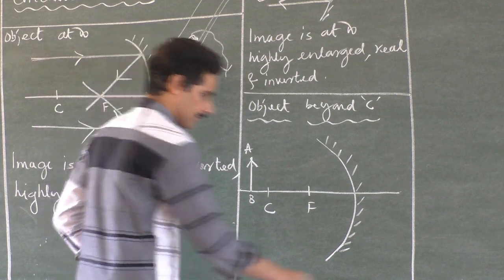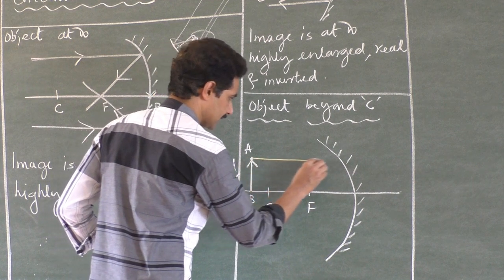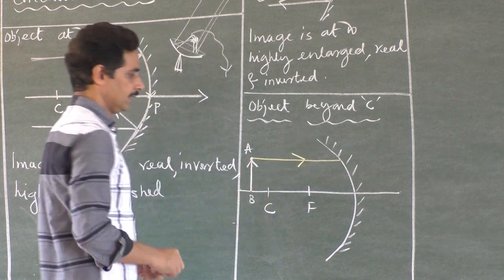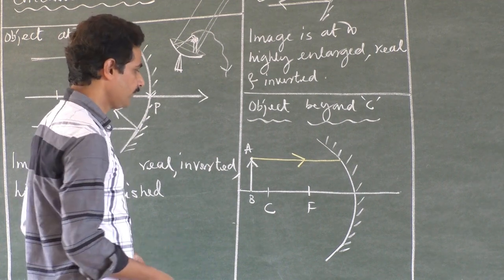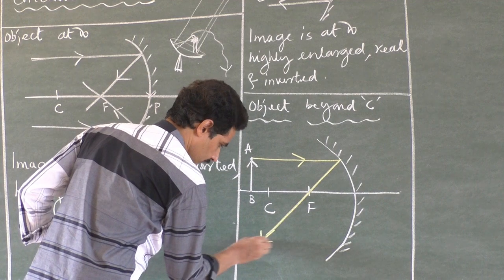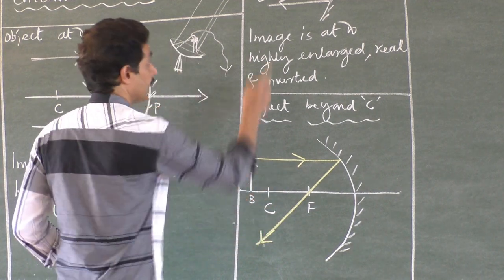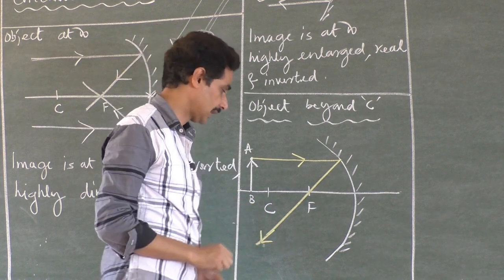So consider two rays of light. One ray passing parallel to the principal axis like this. Let it pass parallel, because we know very well about this ray. After reflection, it passes through focus. So we know this one. So two arrows, every time you should have an arrow. As soon as the ray of light gets reflected, you should have an arrow.